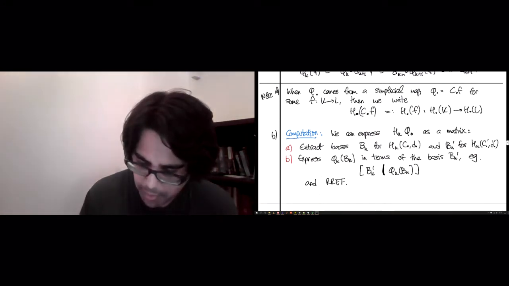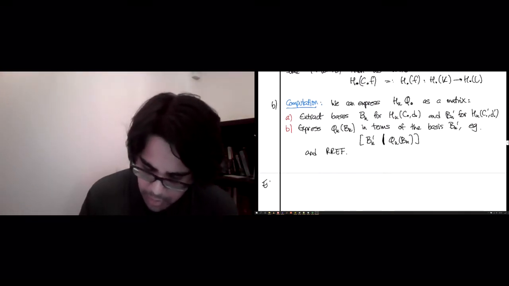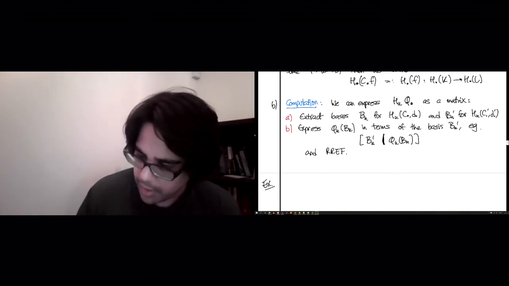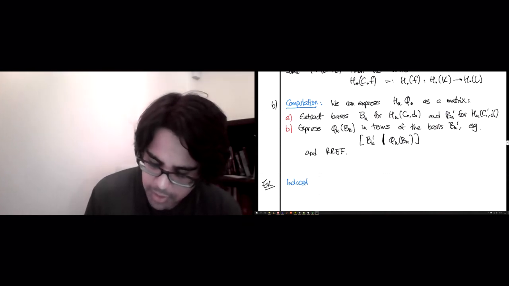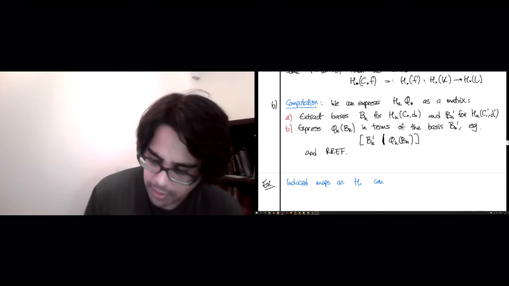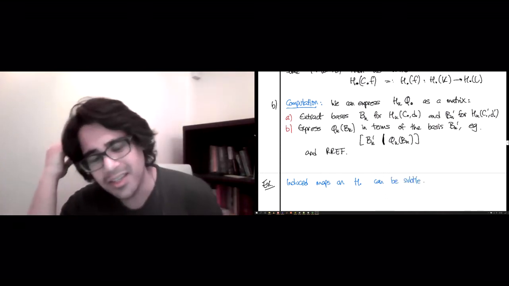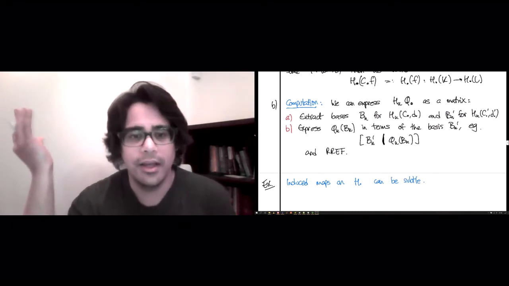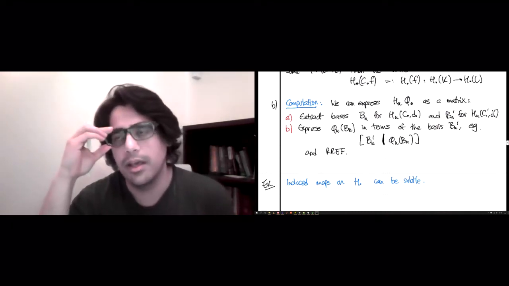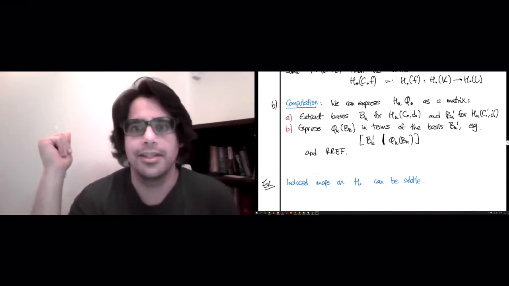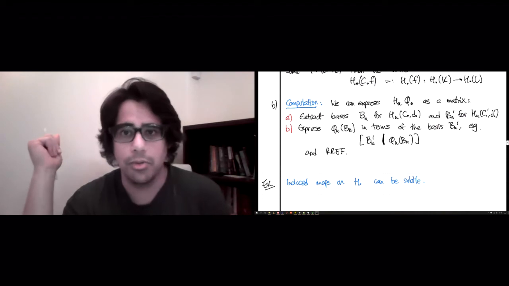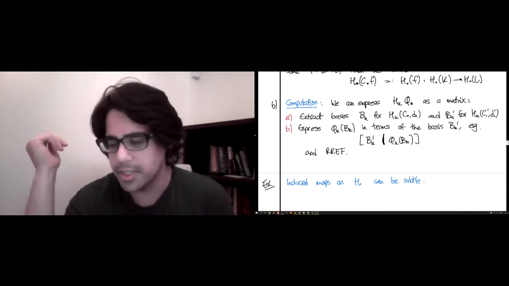There's something important to note, and I guess I'll say it in the form of an example. Induced maps on homology can be subtle. What I mean by can be subtle is it's not enough, just as with functions. If you have two topological spaces that are homeomorphic, it's not necessary that every continuous map between them will be a homeomorphism itself.